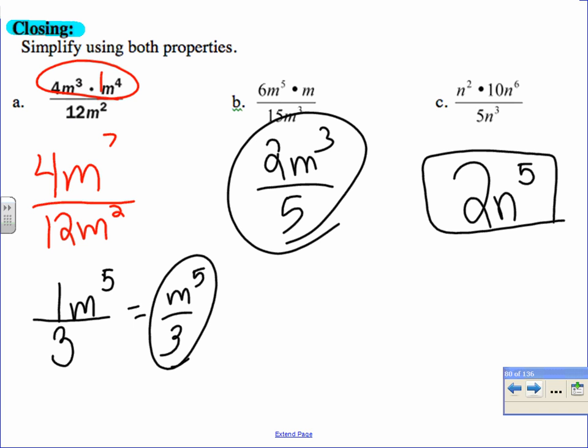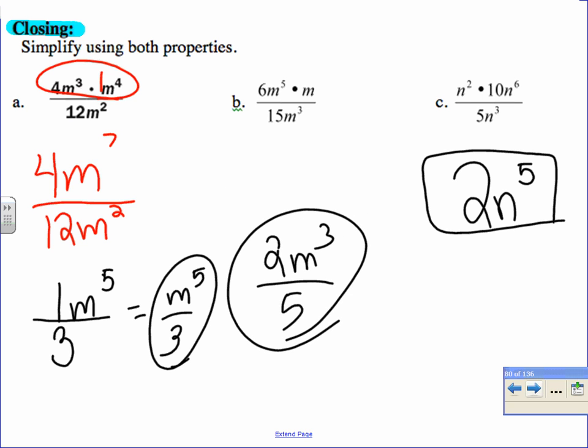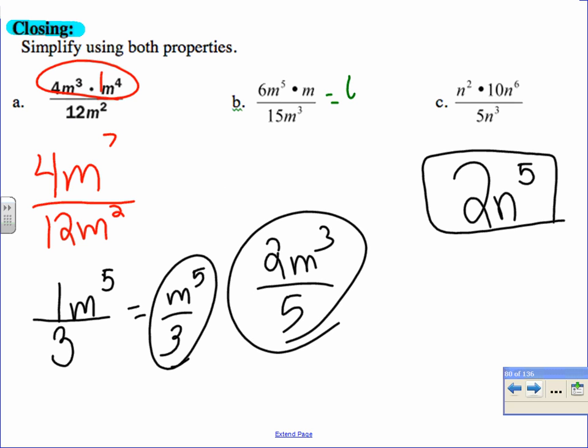For B, I got 2m to the 4th. Okay, so did you simplify the numerator first? So your numerator is 6m to the 6th over 15m to the third. Just rewrite the denominator. 6 minus 3 is 3. Oh, I got 6m to the 6th. Okay. Any other questions on either of those?